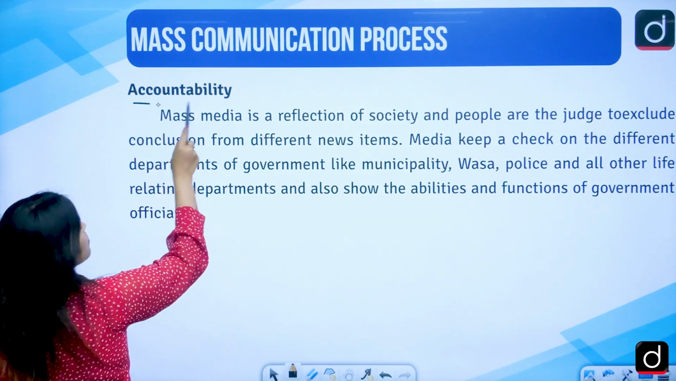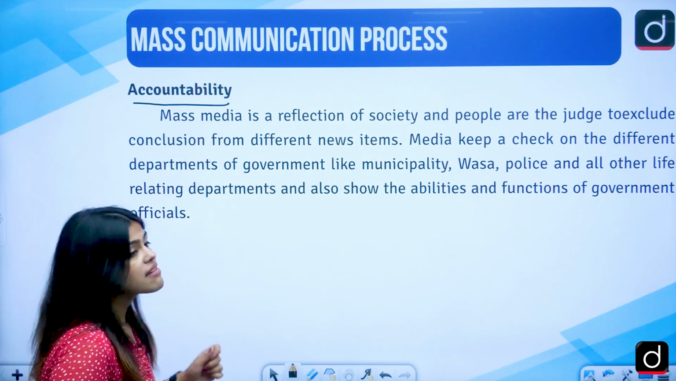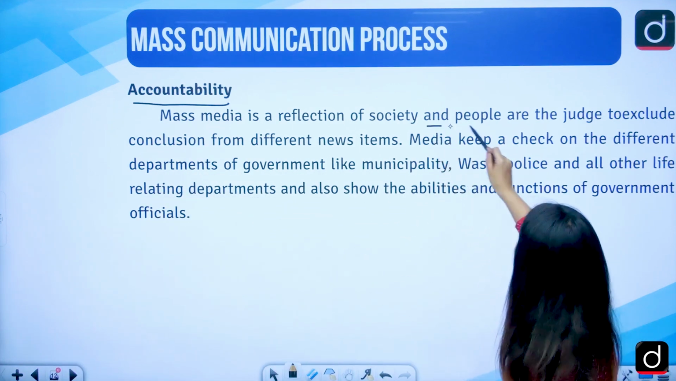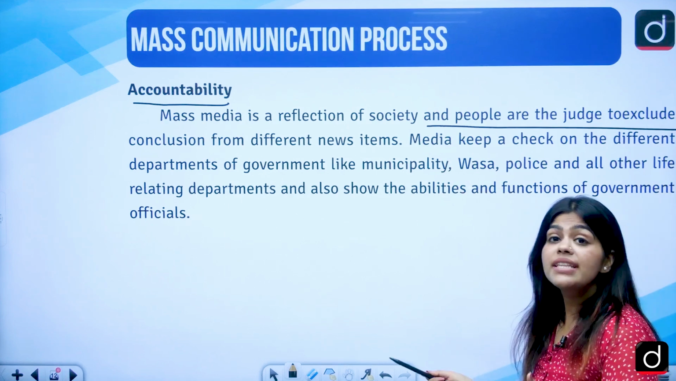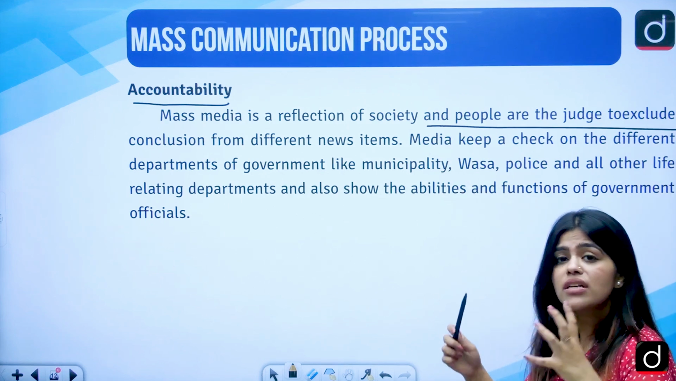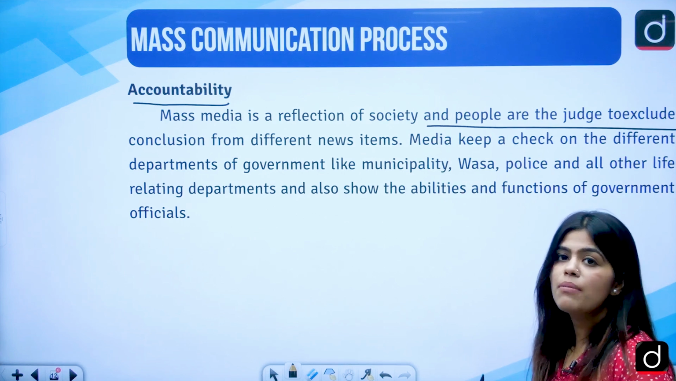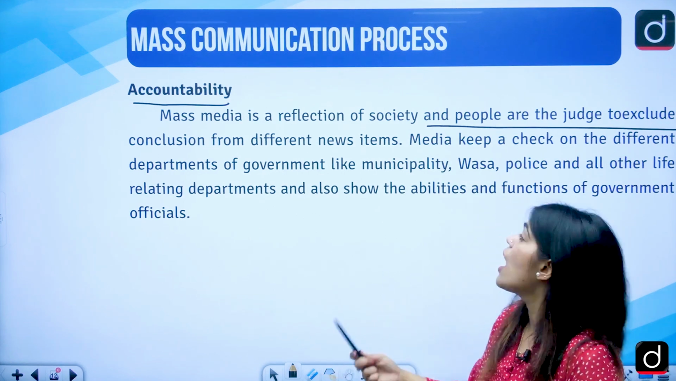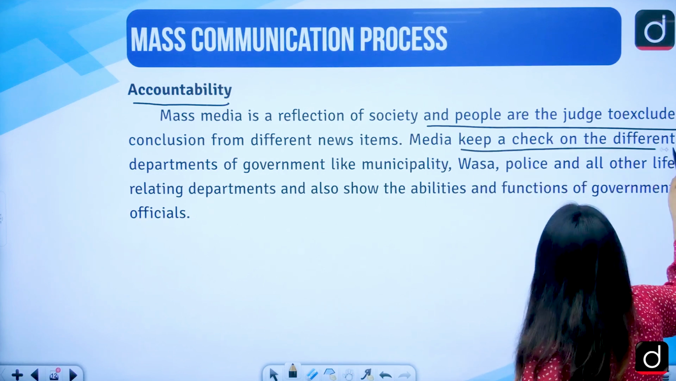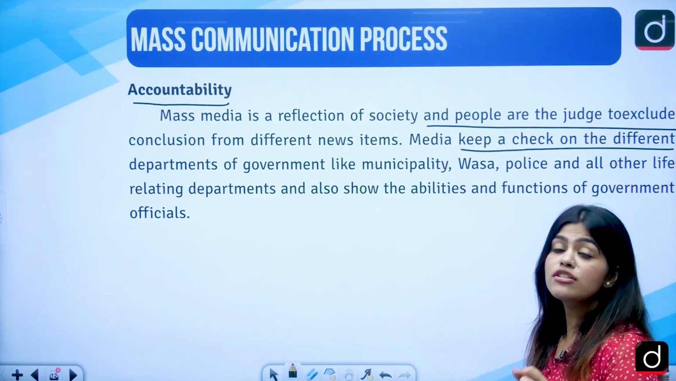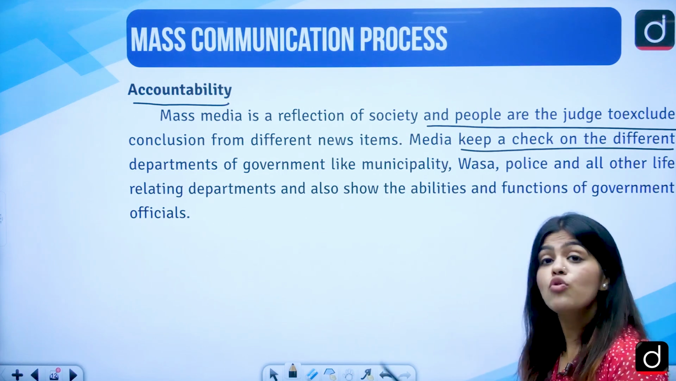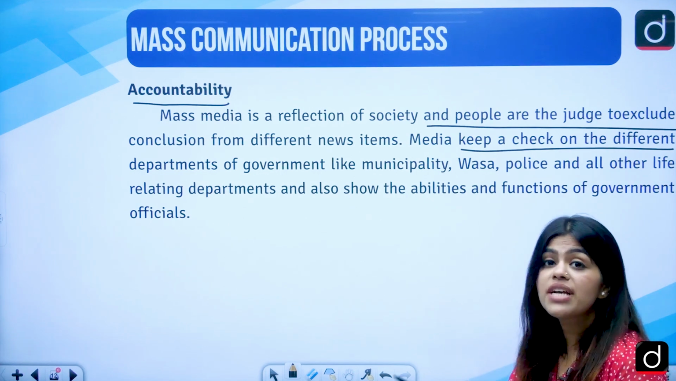Then comes accountability. So mass media is the reflection of society. It is talking about the society and the people it includes. So all come together when we talk about mass communication. It makes the people accountable. Media keeps a check on the different departments of the government as well. So the government also becomes accountable. They know that someone is watching them.